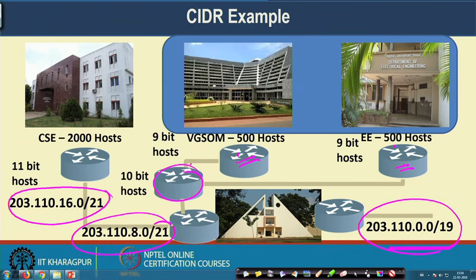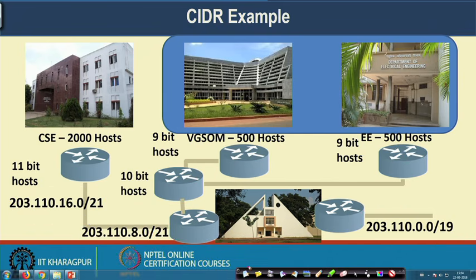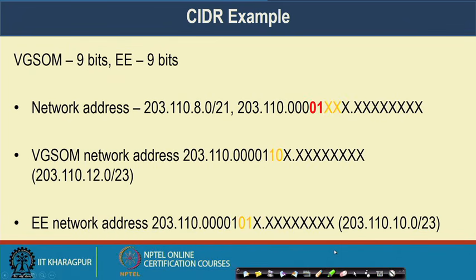So, here we see that 21 bits have been used for the network address space. So, I have a total of 11 bits remaining, and VGSUM requires 9 bits and EE requires 9 bits. So, my life is simple here. Now VGSUM requires 9 bits, EE requires 9 bits.